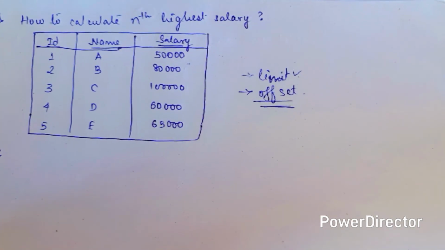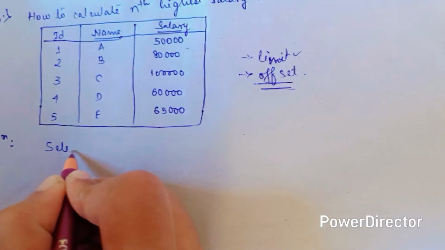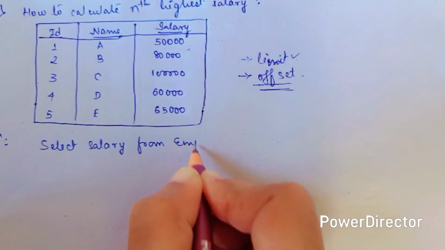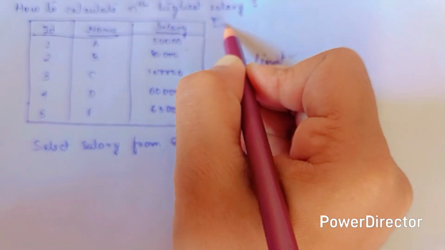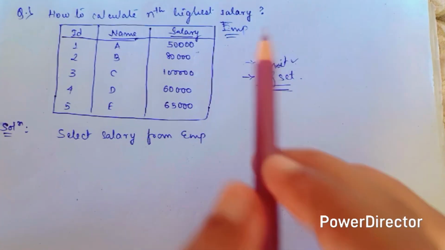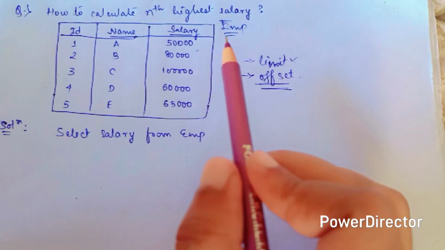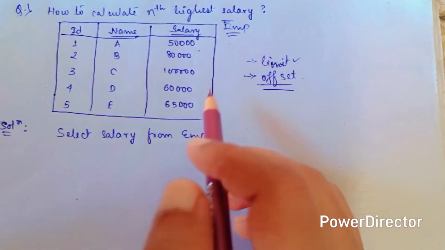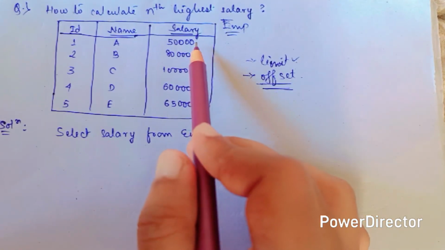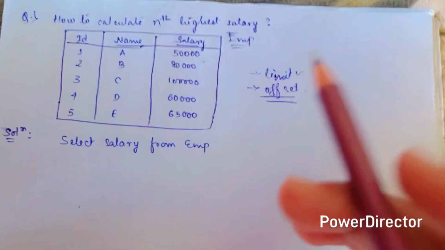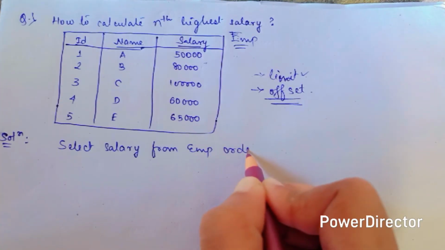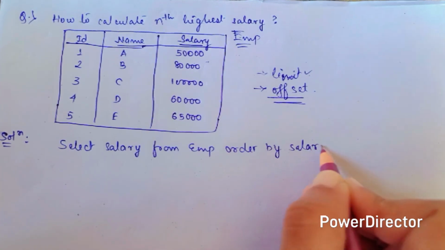So we want to know the salary. So we are going to select the salary field from the table employee. This table name is employee. After selecting the salary field, we are going to arrange the column according to decreasing salary. That means the person who has the highest salary will be written at the top, and after that the second, then third, then fourth. So what we are going to write: select salary from EMP, order by salary field.